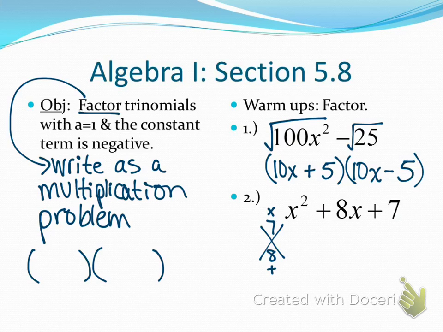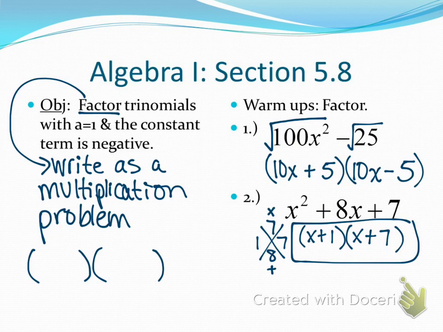Thank you for raising your hand, Jay Sean. 1 and 7 is correct. So that means when we set up our parentheses, what goes in them? Kyan? X plus 1 and the other one x plus 7. Very good. So 1 and 7 were both positive, so x plus 1 and x plus 7. There are our answers for our warm-ups.